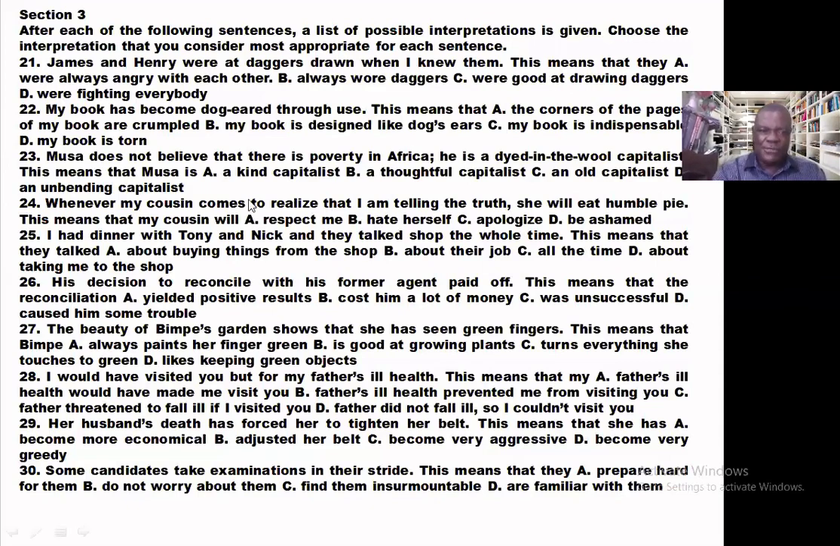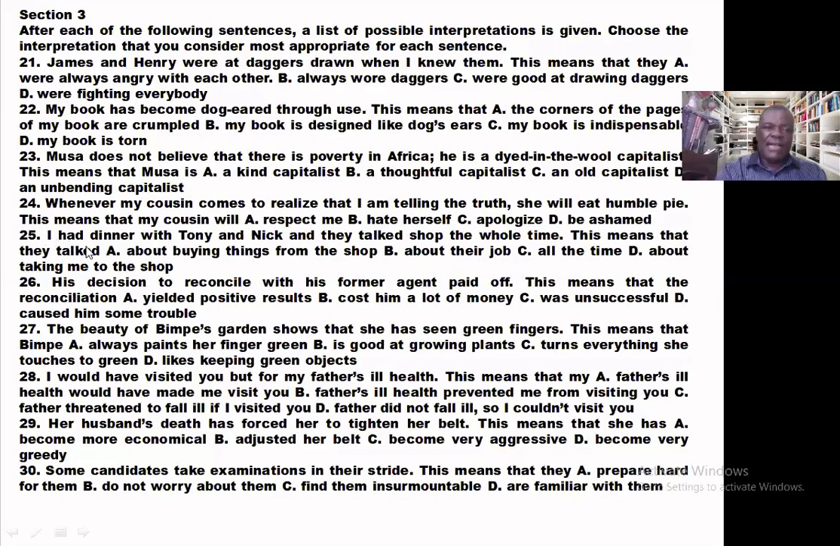Let's look at the options. This means that my cousin will A, respect me, no, B, hate herself, no, C, apologize. That's quite correct. When you eat a humble pie, it means you realize that the earlier position you took is wrong, and now the right thing is then to apologize. All right?